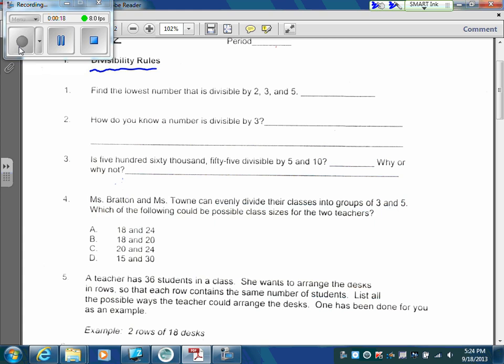First one says find the lowest number that is divisible by 2, 3, and 5. Well, the best way to find which one is divisible by these three is to look for that lowest number. And we've heard that before because of LCM. So if I start to find multiples of 2, 3, and 5, at some point I'm going to find the same number in all three. So for example, let's start with 2.